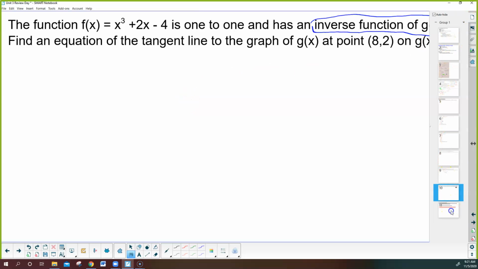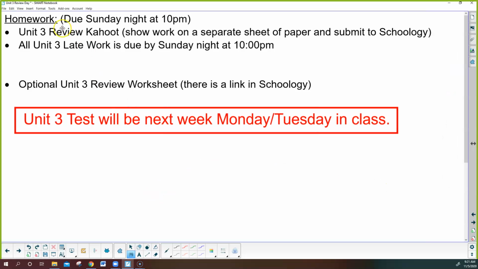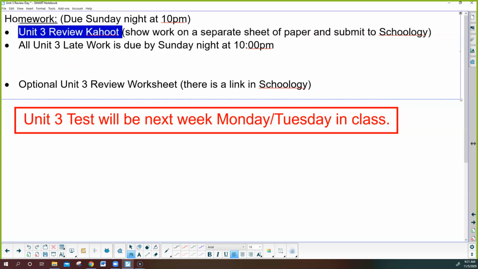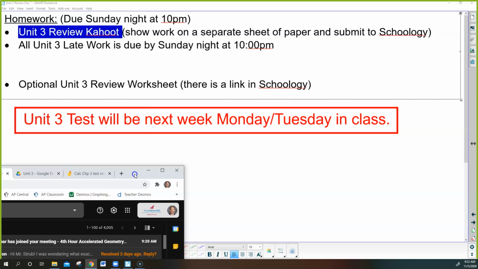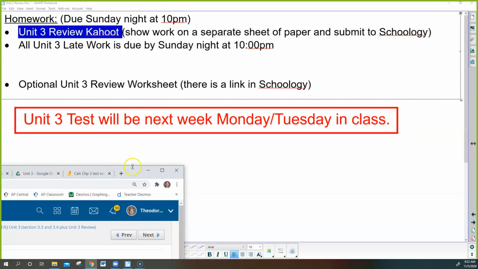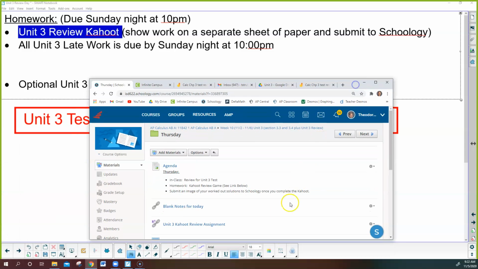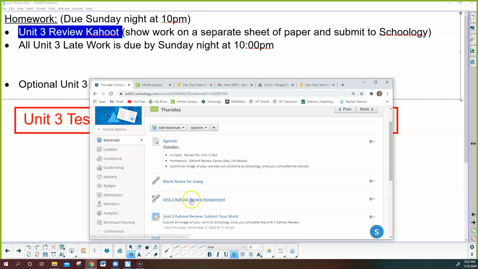So here's what we've got tonight. Your homework tonight is a Kahoot review. It is on Schoology, and you'll be able to find it right here under the Thursday folder. There's a link to the Kahoot review. You need to show your work on a separate sheet of paper and then submit your written work to Schoology. That's the assignment tonight.